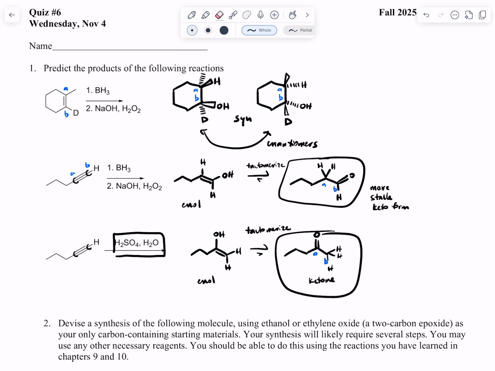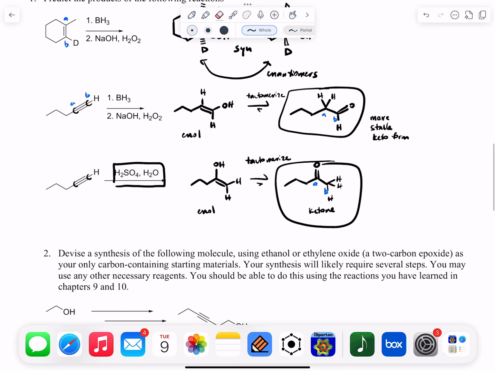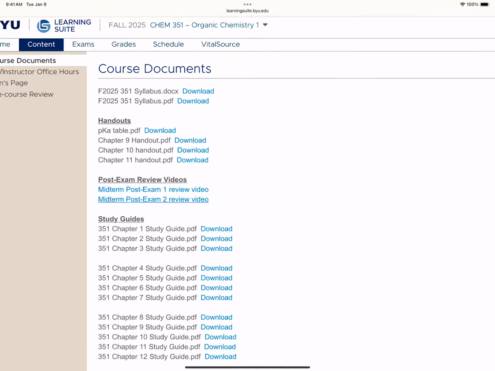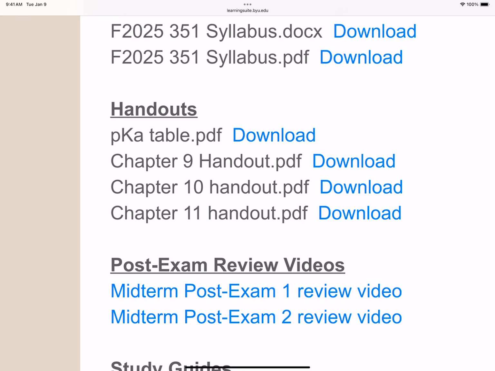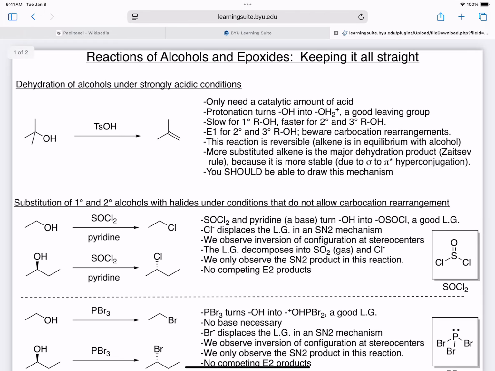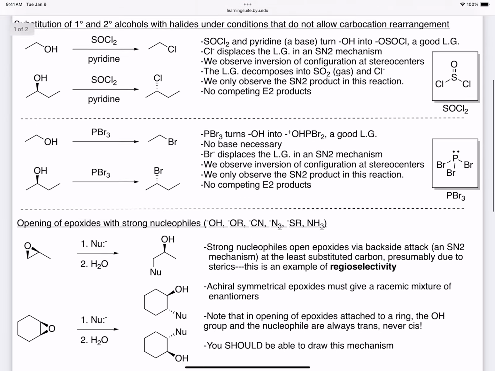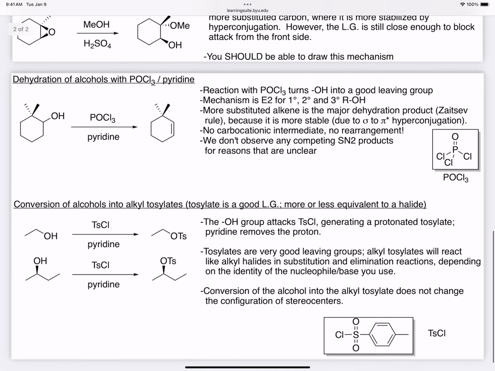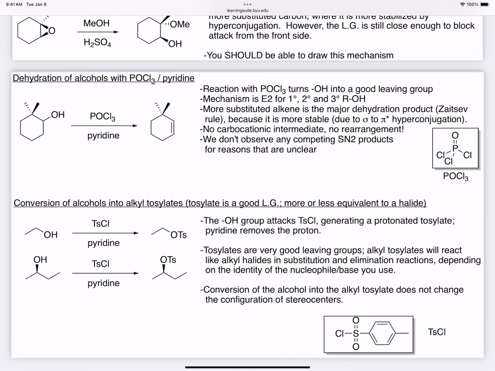But you can go to the content page of Learning Suite, and there are some handouts listed that summarize the reactions that we talked about for each chapter. Now, I don't know that you'll find them any more useful than the end of chapter summaries, but if you click on one, it will show you stuff. Now, all of that was in your notes.